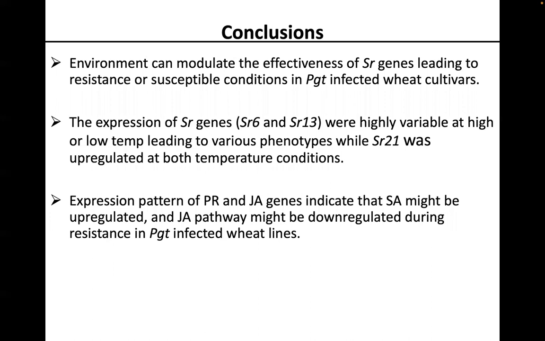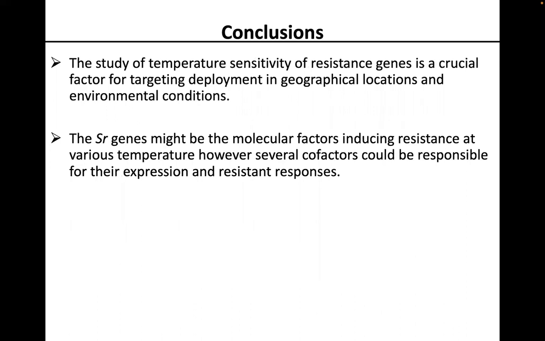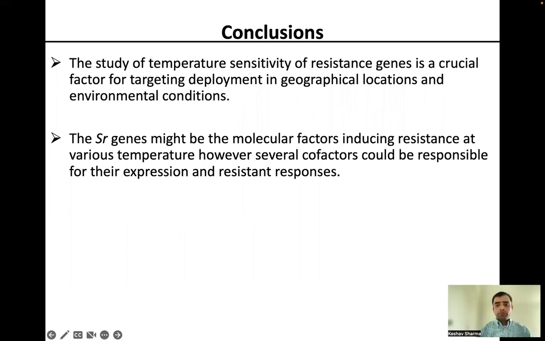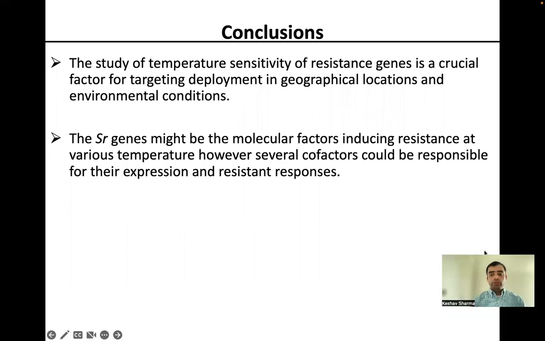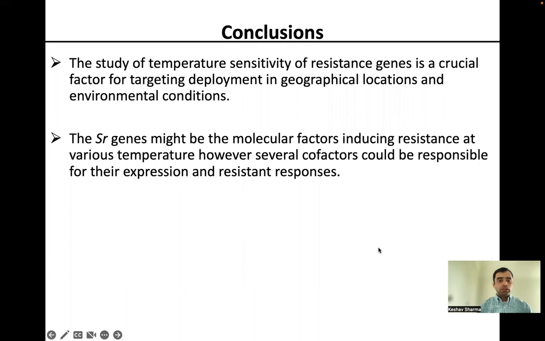So the expression pattern of the PR and JA genes indicates that salicylic acid might be upregulated, and jasmonic acid pathways might be downregulated during resistance in PGT-infected wheat lines. The study of temperature-sensitive resistance genes is a crucial factor for targeted deployment in geographical locations and environmental conditions.